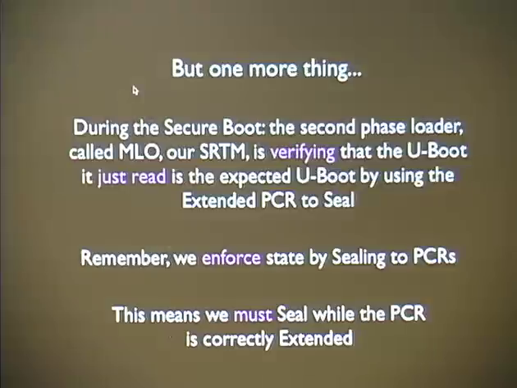So, all right, now it's a little bit more obvious. Before we can secure boot, we have to seal a blob for U-boot. But one more thing. During the secure boot, that second phase loader is verifying the U-boot it just read as the expected U-boot by sealing the extended PCR. So remember, we need to enforce the state by sealing those PCR values. We cannot unseal unless the PCR values are the same as when we had sealed previously. That means that we must seal while the PCRs are correctly extended.